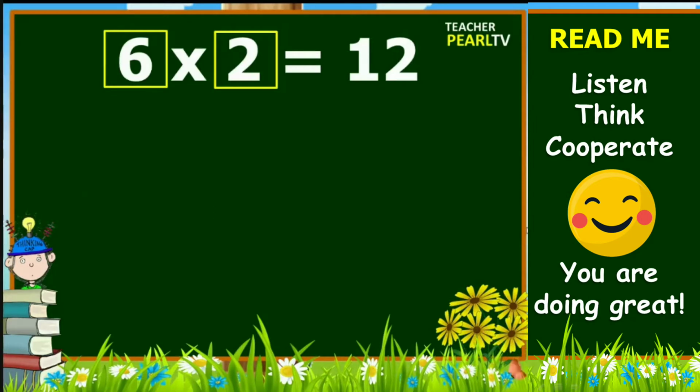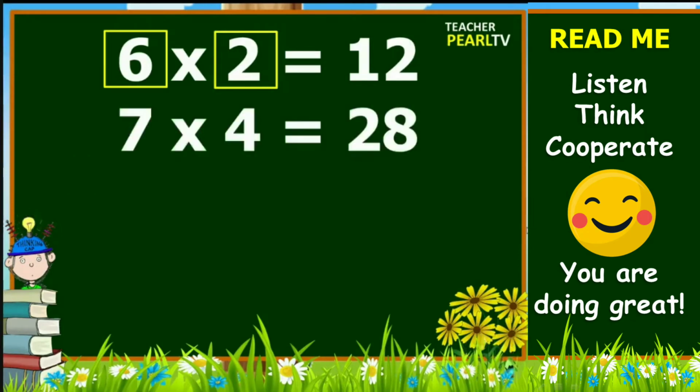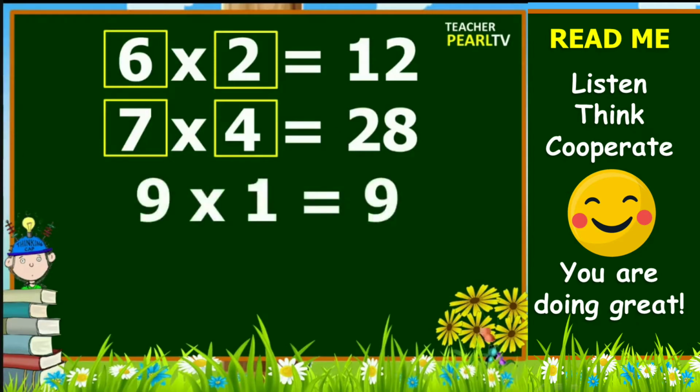Next example. 7 times 4 equals 28. In this sentence, which are considered the factors of 28? Yes, 7 and 4 are factors of 28. Next example. We have 9 times 1 equals 9. In this example, the factors of 9 are 9 and 1.